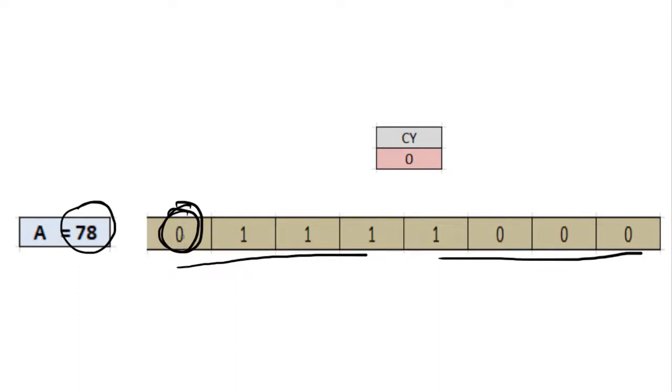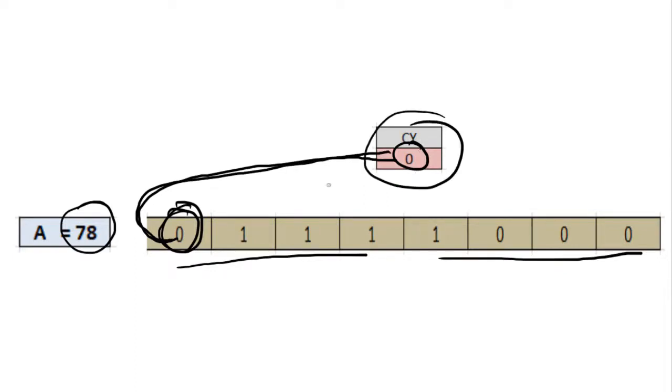Now when we rotate left, because rotation is done with respect to A, we need to bring the data from memory to A and then rotate left. If you use RAL, rotate left through carry, then this particular bit goes into the carry, and because this is 0, carry will be reset. That means this number is a positive number.